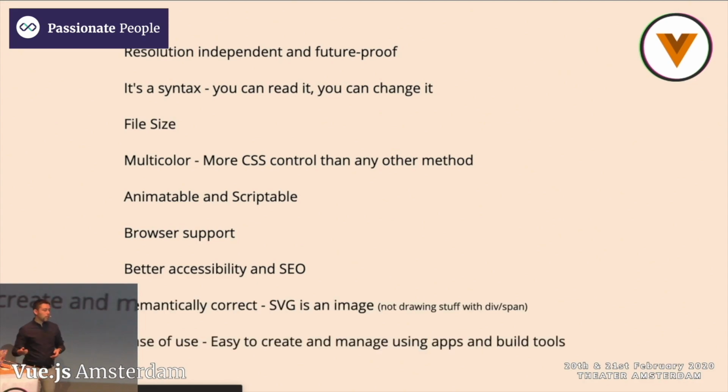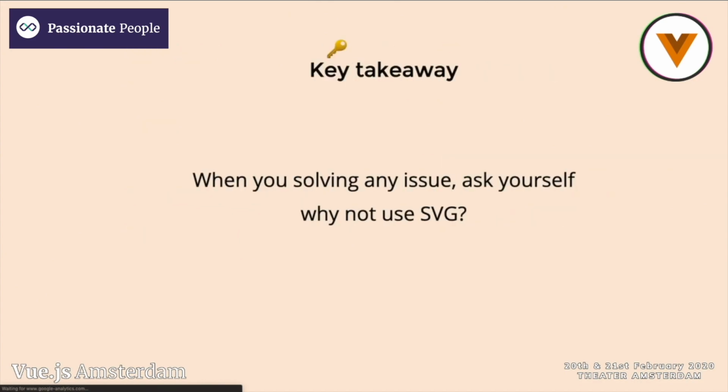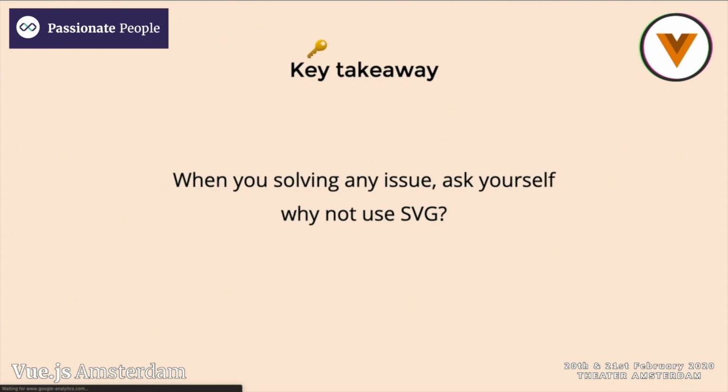Yes. It's semantically correct. What do I mean semantically correct? When I need to show some kind of an image, illustration, or something, why should I use divs and spans to do it? And the last one, the ease of use. We have, as we saw in the last slide, a lot of tools, a lot of applications that we can create, animate, and even I think one of them has, by design, export to Vue components. So my key takeaway for this talk is use SVG, guys.